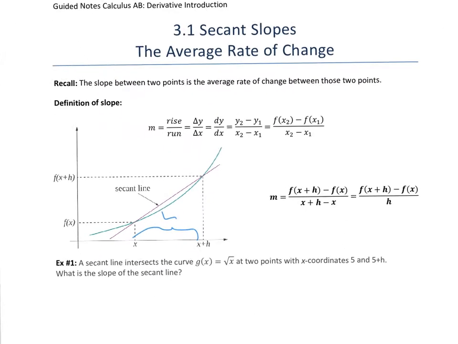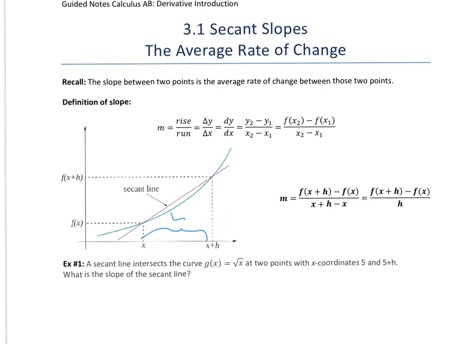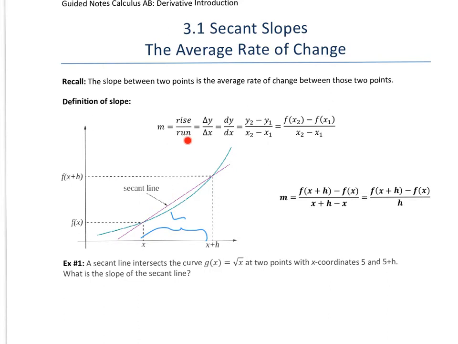Well, we've talked about slopes since pre-algebra, right? You've used m to define slope. You used rise over run. You may have seen delta y over delta x, or dy over dx, where the d often stands for delta, which means change. You've seen this equation, y2 minus y1 over x2 minus x1. And maybe you've even seen this one, f of x2 minus f of x1 over x2 minus x1. These are all just ways of talking about slope.